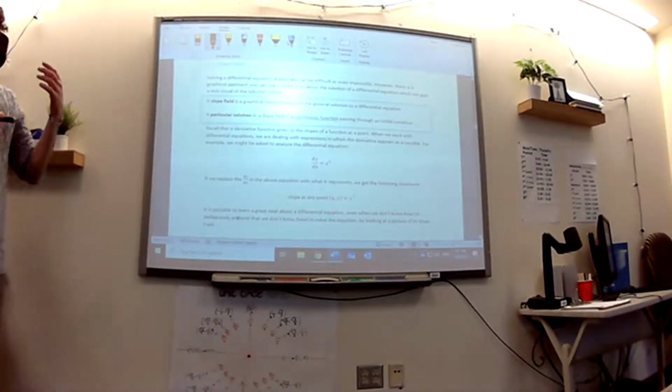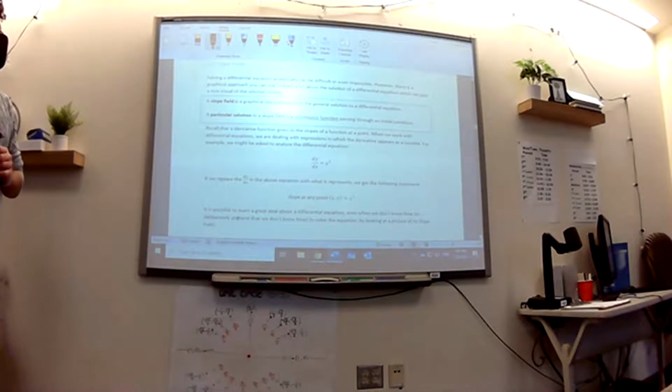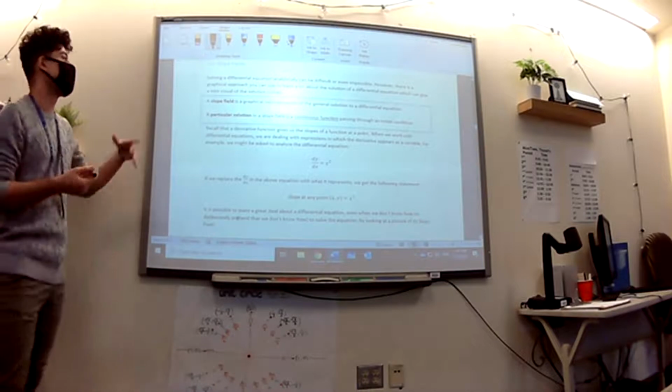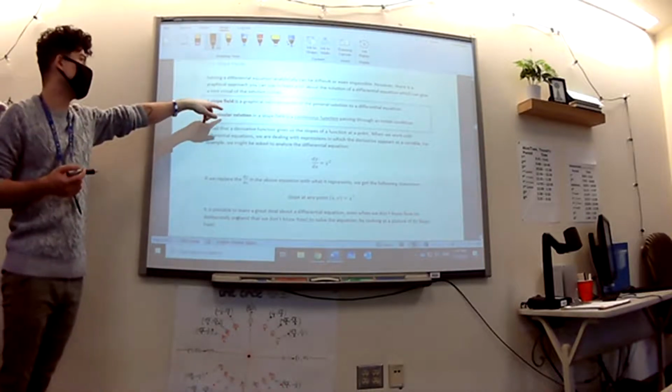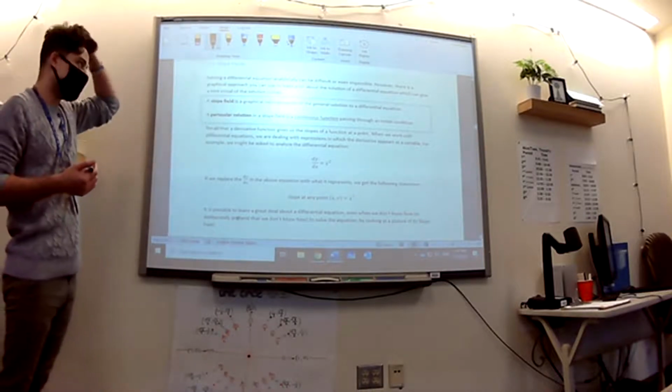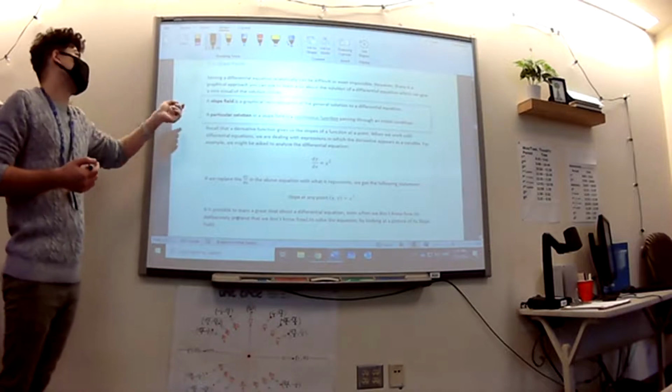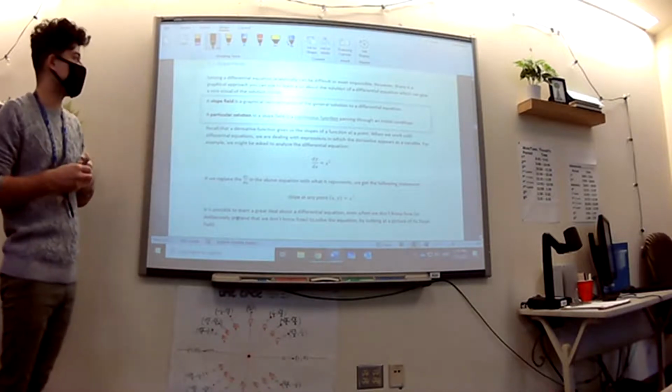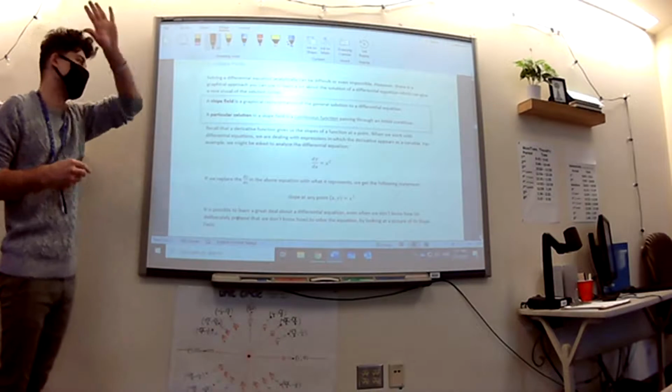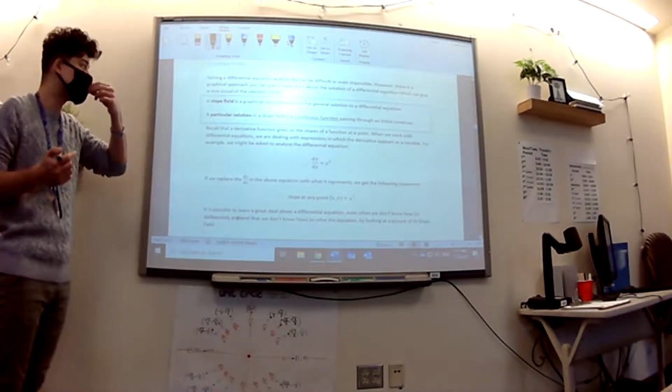It says, solving a differential equation analytically, like with algebra and stuff, can be difficult or even impossible. However, there is a graphical approach you can use to learn a lot about the solution of a differential equation, which can give a nice visual of the solution curves. The way you graph it is called a slope field. A slope field is a graphical representation of the general solution to a differential equation. A particular solution in the slope field is a continuous function passing through some initial point that you're given.